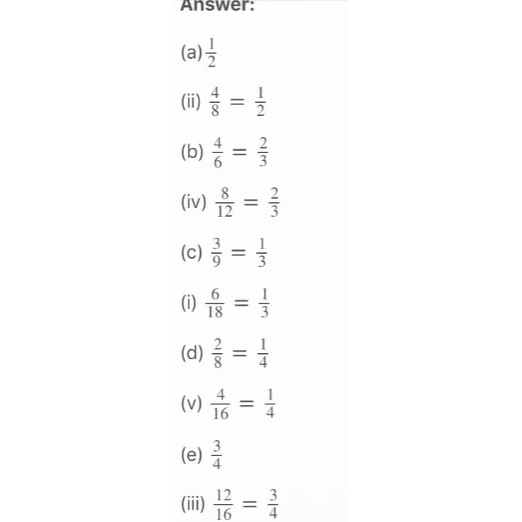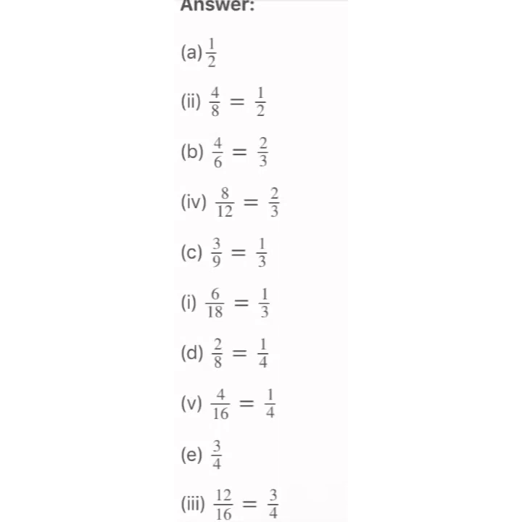Now next one is 4 by 6. Now children, find out a fraction which is equivalent to 4 by 6 in another row. Yes, here the fraction which is equal to 4 by 6 is 2 by 3. 2 by 3 means, children, see the fourth fraction in the second row and you will find it as 8 by 12, and when we reduce 8 by 12 into its lowest form we get 2 by 3. So 4 by 6 is equal to 2 by 3.